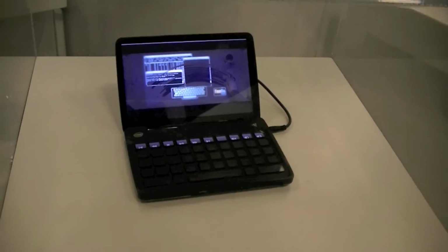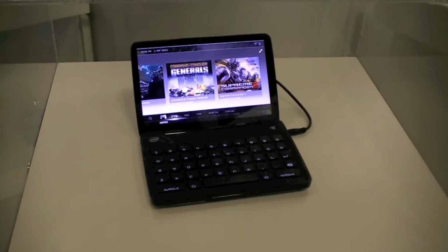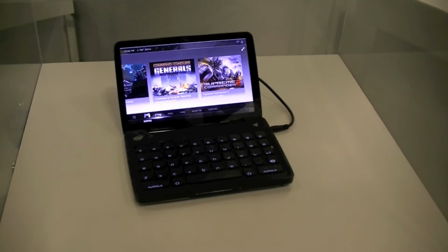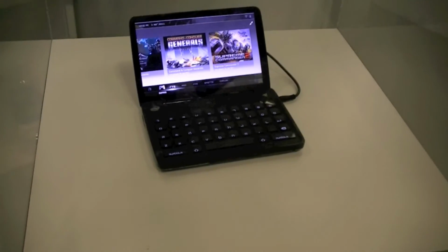And this runs on the Intel Atom platform? Correct. This is on the Intel Atom platform right now. So anything you would want to do or could do on a netbook, you could do with the Switchblade, including playing portable games. Exactly, yes. Especially with the touch games, since it does have a multi-touch screen.